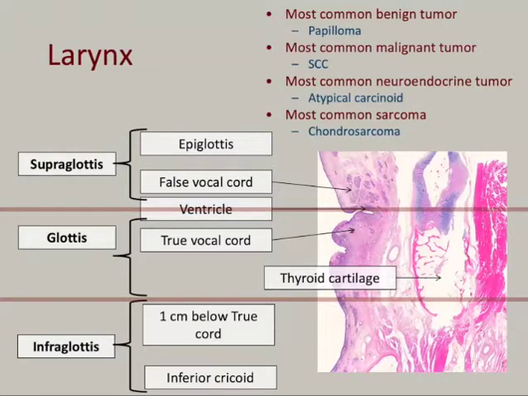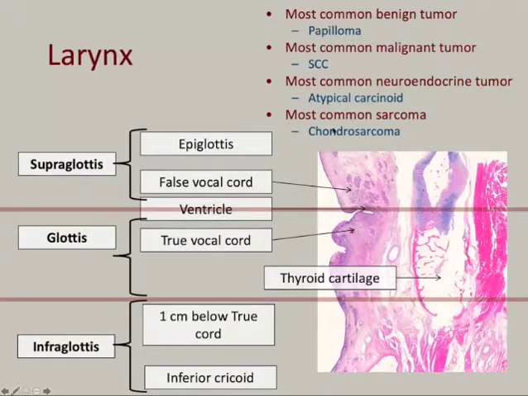So the supraglottis is anything from the epiglottis to the ventricle, right? The ventricle is the space between the false chord and the true chord. The true glottis starts again at the ventricle, includes the true chord, and goes down to about 1 centimeter below the true chord / ventricle. And then the infraglottis is everything below, all the way to the inferior border of the cricoid where the trachea starts. All right, so those are your compartments.